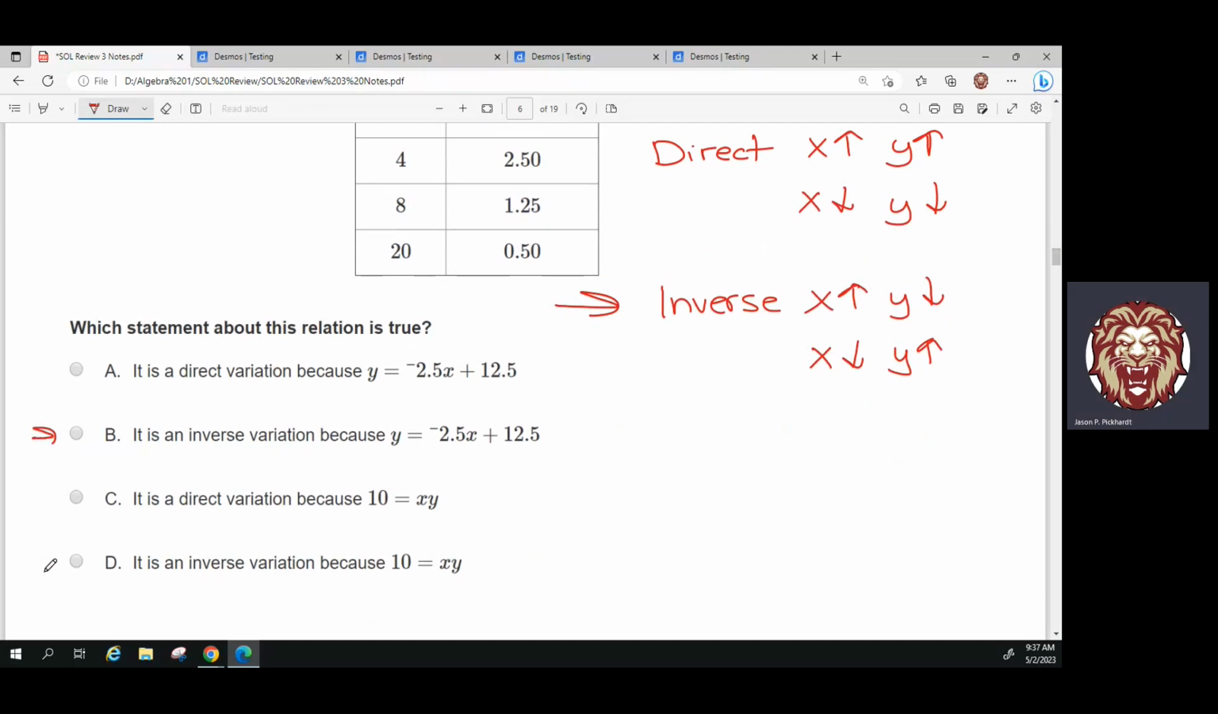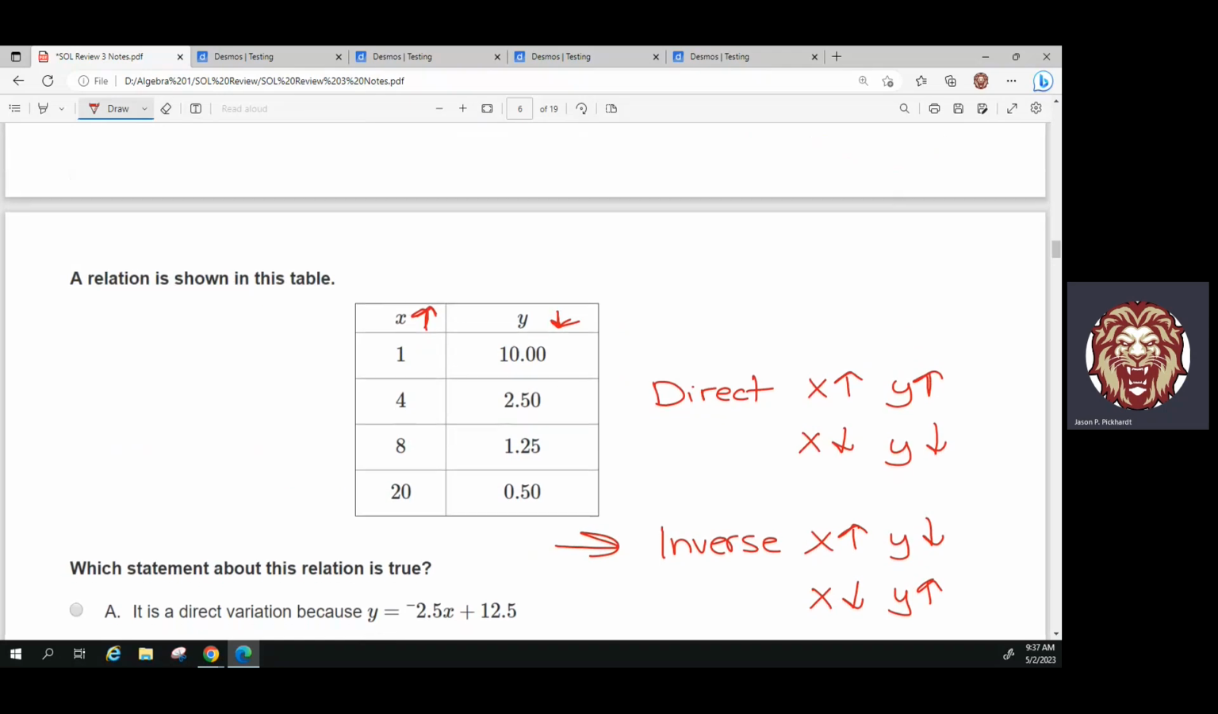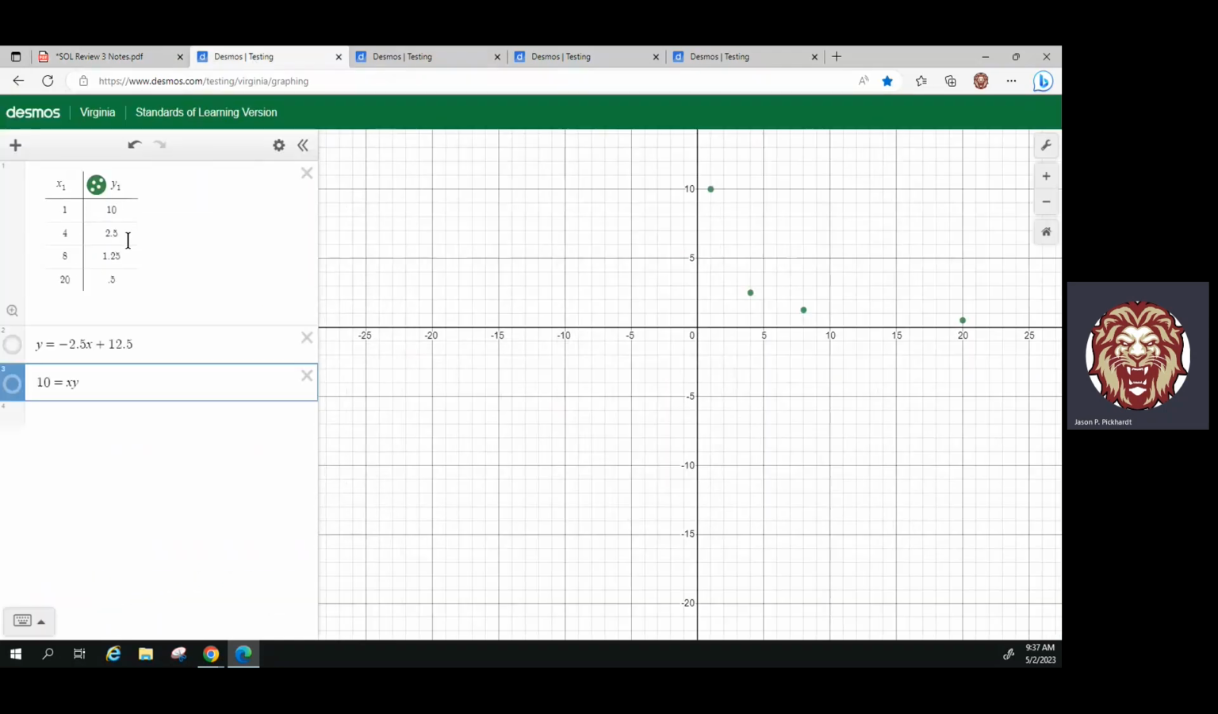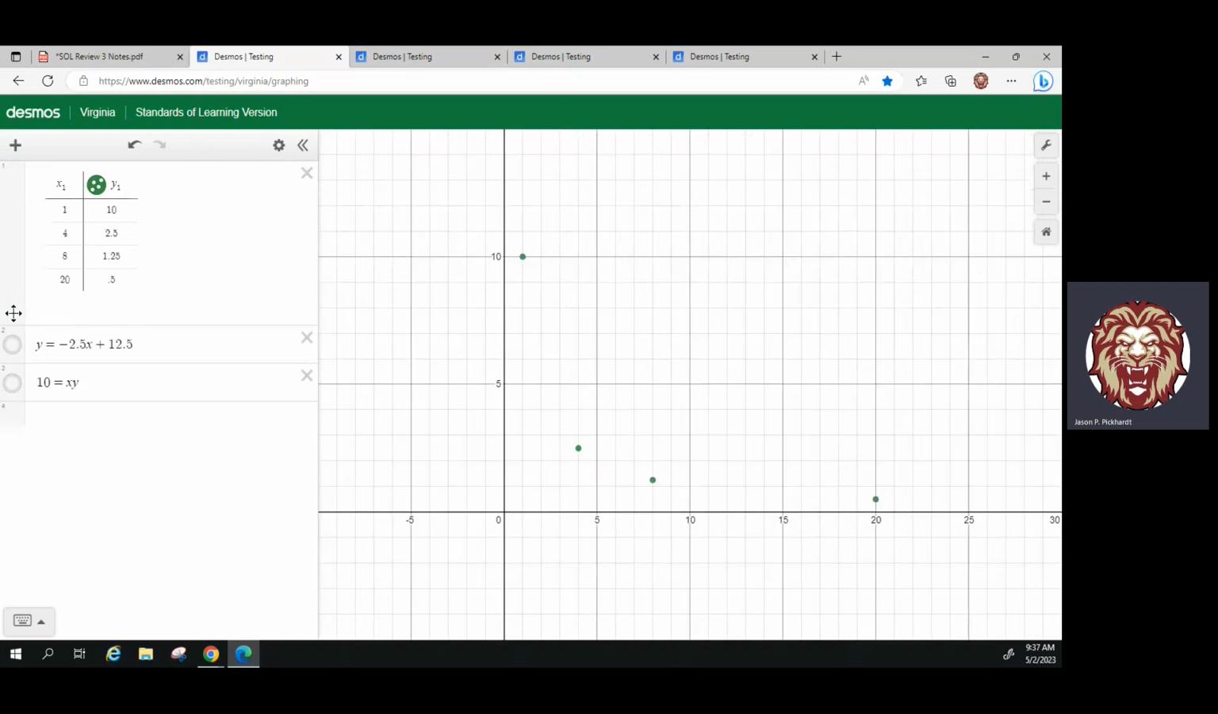So it's either going to be B or D. And what we need to do is just go ahead and put this table into Desmos, which I've done here. Again, you get a table by pressing the plus and then table. If you can't see all the points on the table, there's a magnifying glass over here. It says zoom fit. If you hover over it, you just click that and it'll zoom in so you can see all your points.